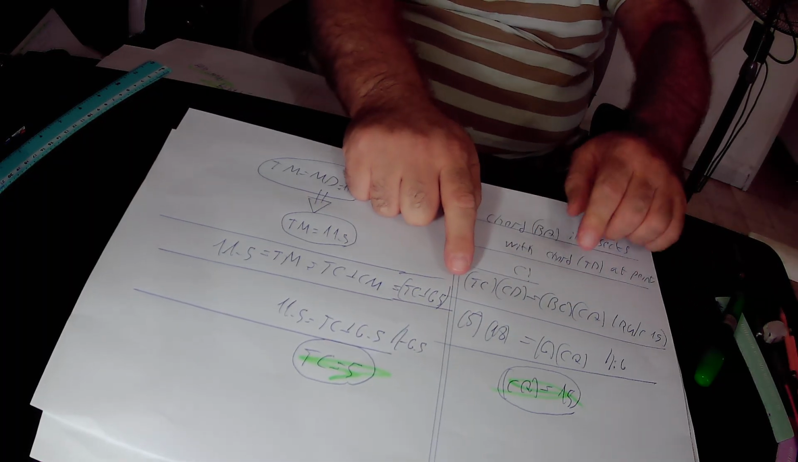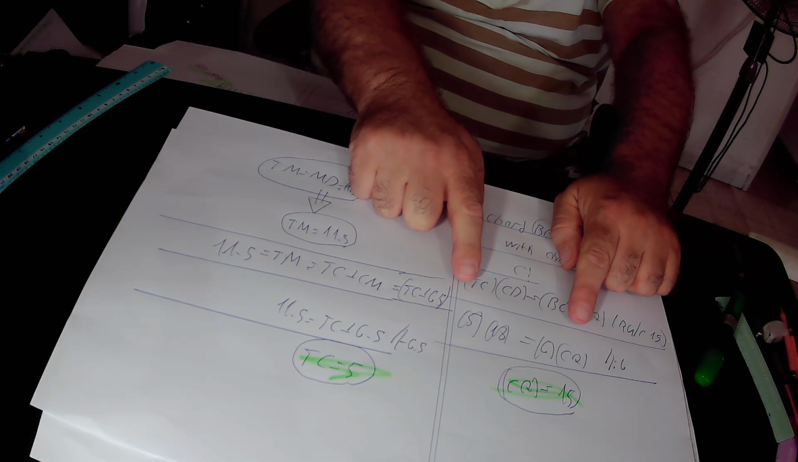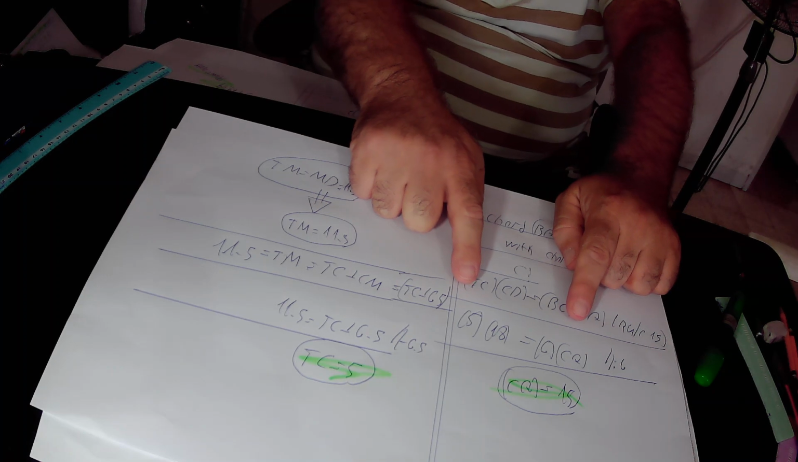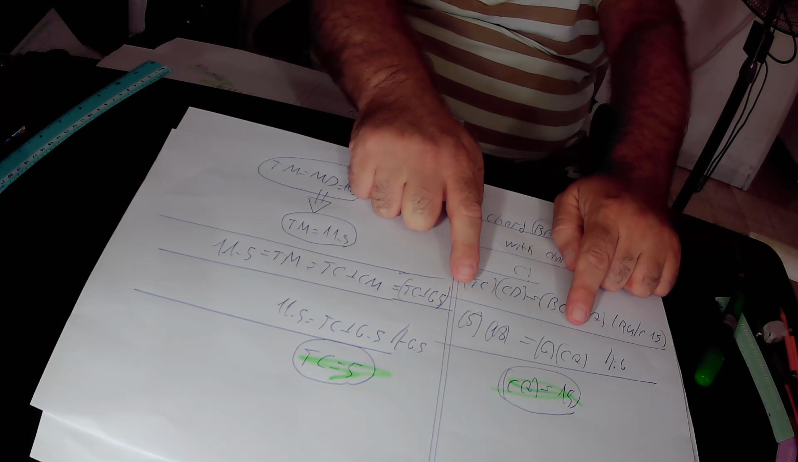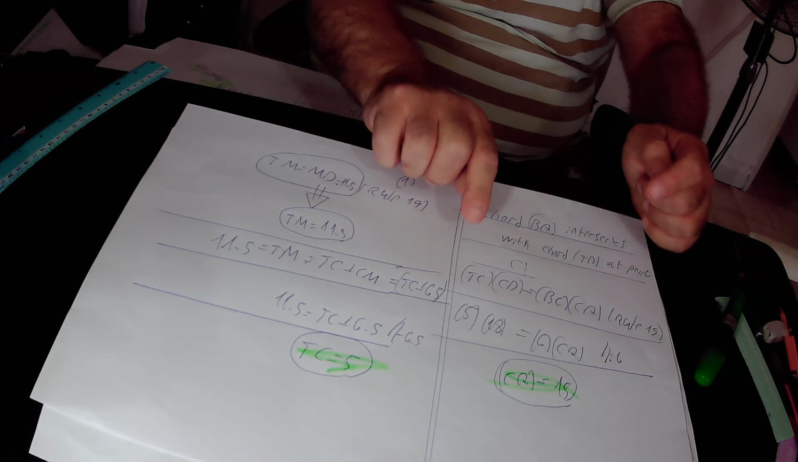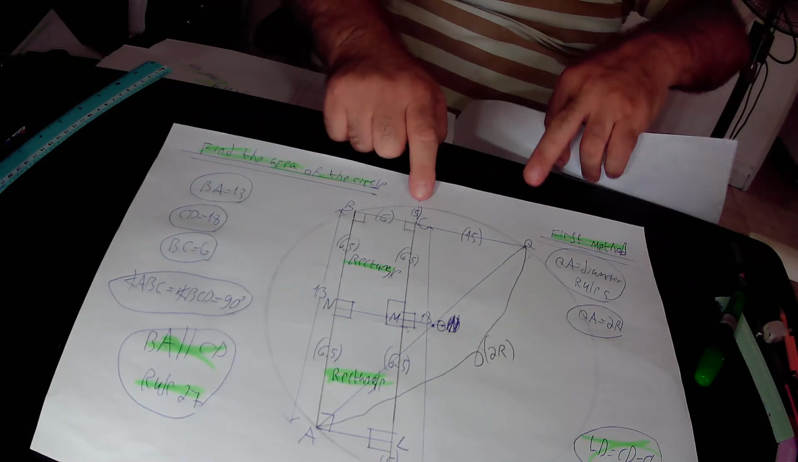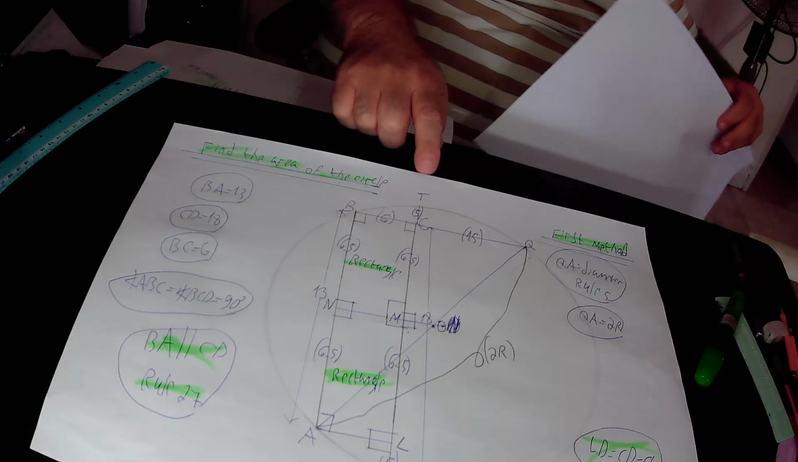So in total, we found that 5 times 18 equals 6 times CQ. Here we divided the equation by 6 and found that CQ equals 18 over 6, which is 3, and 3 times 5 is 15. So CQ equals 15 units in length.